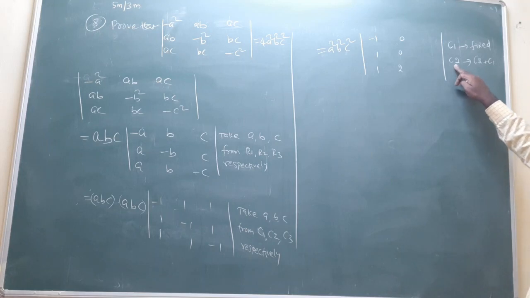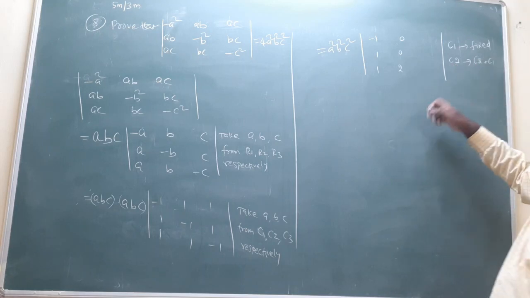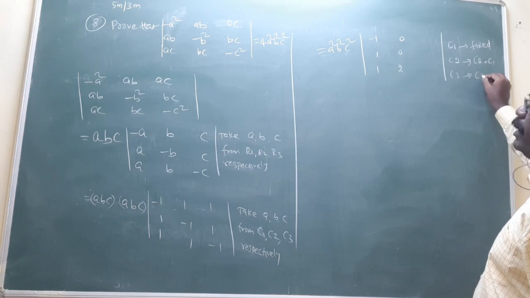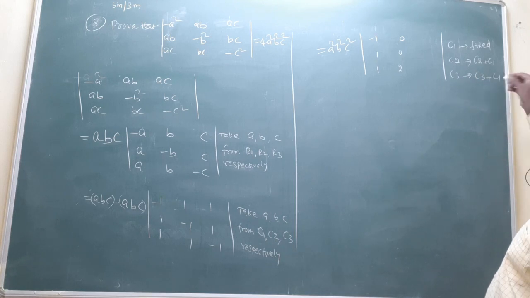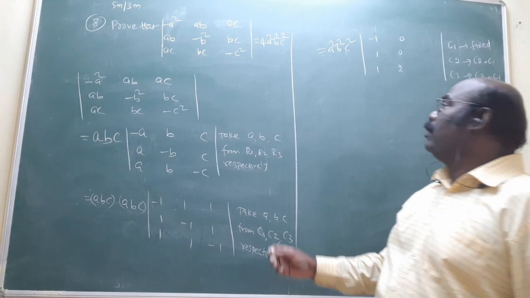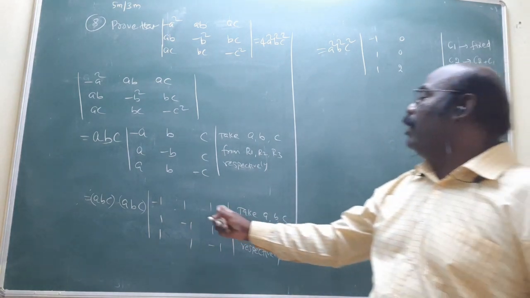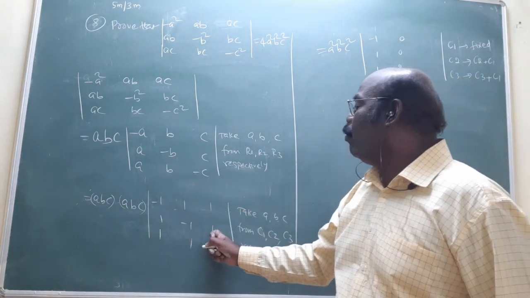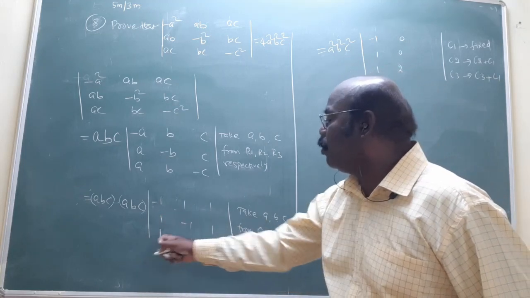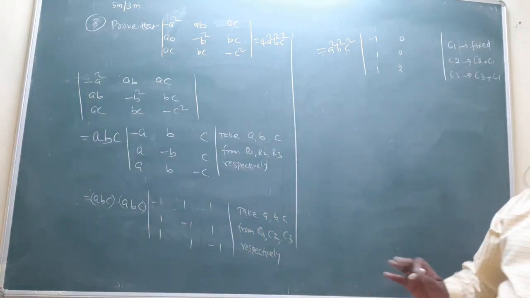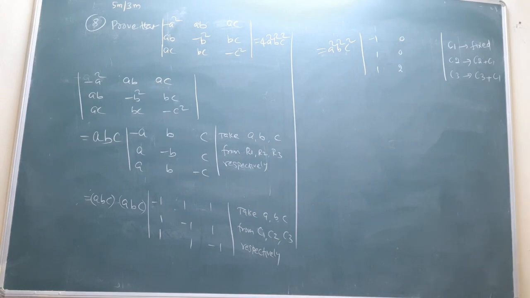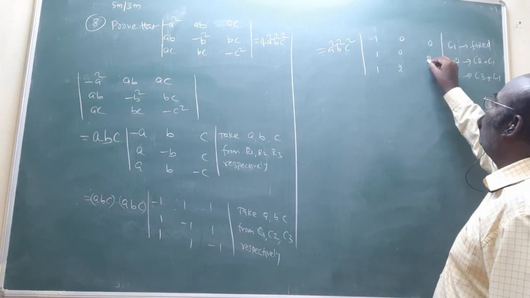C2 is going to change, C2 plus C1. Similarly, C3 also changes, C3 plus C1. Whatever, no problem. Now adding 1 minus 1 is 0, 1 plus 1 is 2, minus 1 plus 1 is 0. The corresponding elements should be added. Only C2 and C3 are going to change, because the corresponding elements should be added. We get 0, 2, 0.